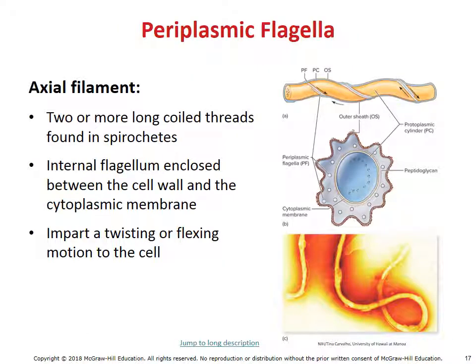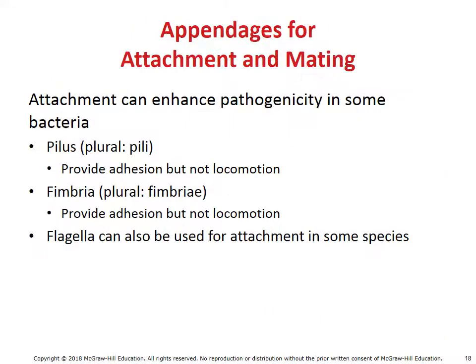So there is a unique endoflagella that we should probably talk about that's very unique to our spirochete bacteria. An axial filament is, again, an internalized flagella. So it's two or more long coiled threads found within spirochetes. What happens here is this is important in creating a twisting or torquing of the cell itself, creating rotation. That rotation can actually allow for the opportunity for the bacterium.